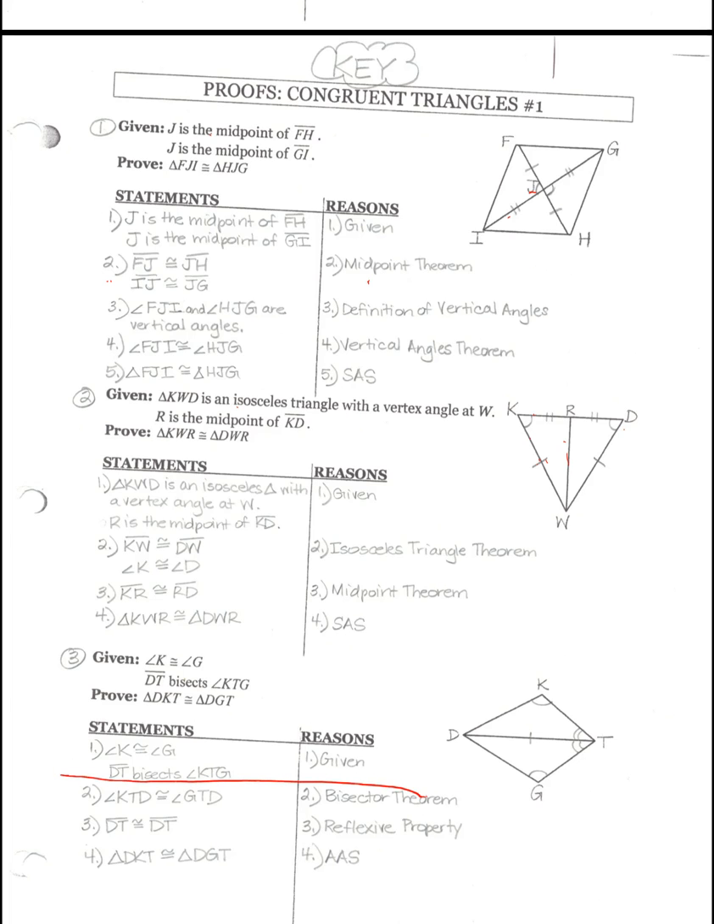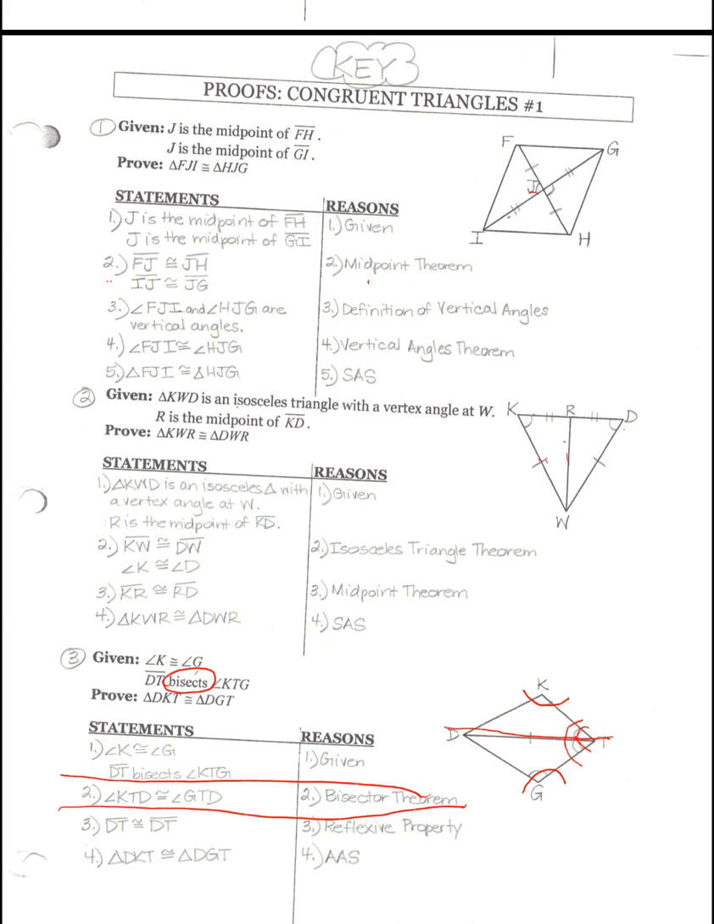Okay. Start with the given. Angle K is congruent to angle G is just a freebie, so mark them. But the word bisects, you need to give some information about. Since you're told that segment DT bisects angle KTG, you now have the right to say angle KTD is congruent to angle GTD by, what word was used, bisect? The angle bisector theorem.